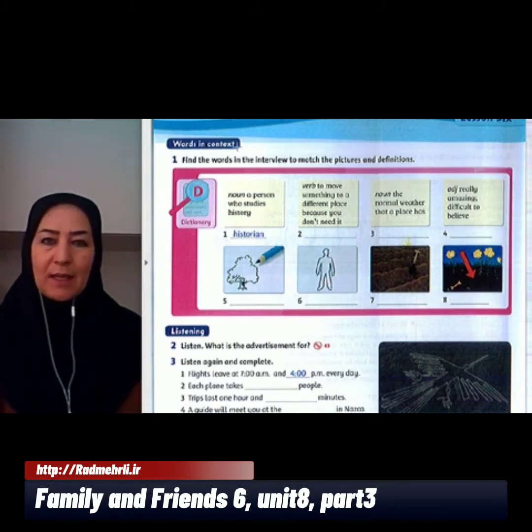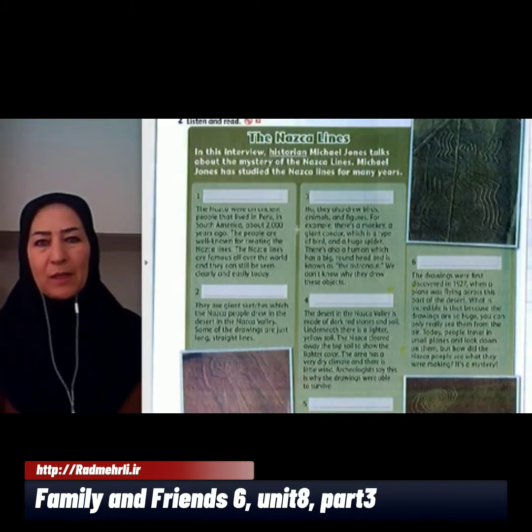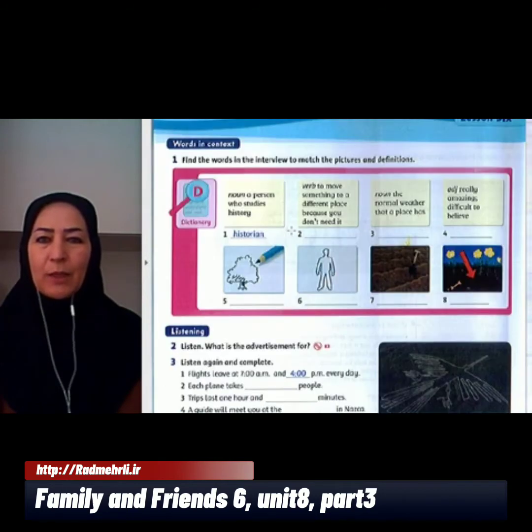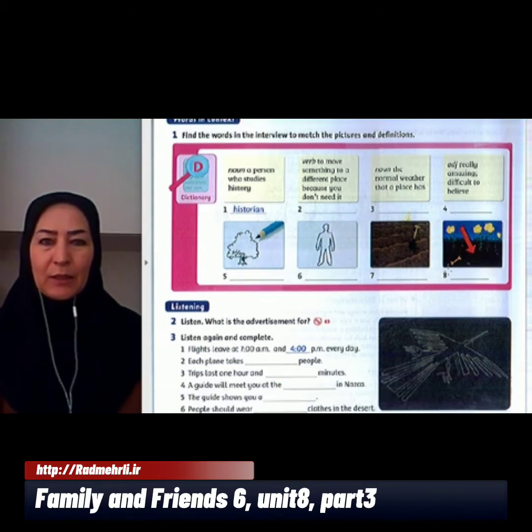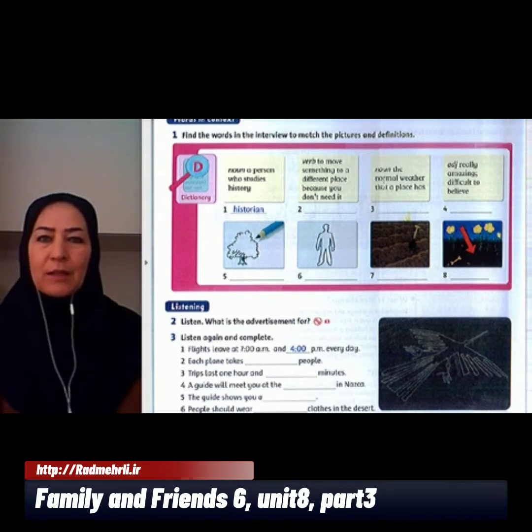Words and context. As you know, we have studied a reading about Nazca lines, and in this part, we are going to learn words and context, and we're going to use them according to the pictures given to us. Find the words in the interview to match the pictures and definitions. So there are some definitions given to you, and according to the part of speech, you can find out what picture is related to this part.